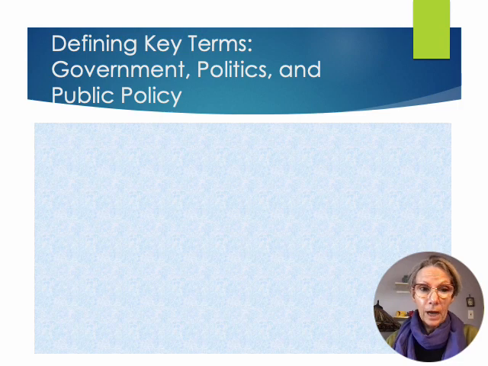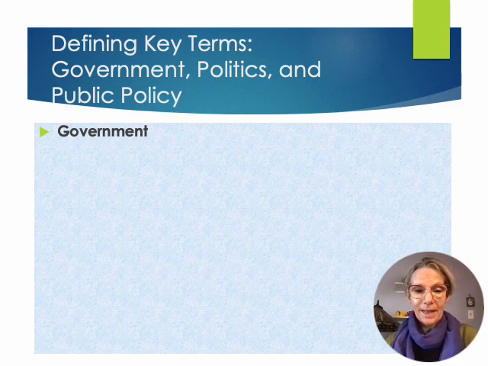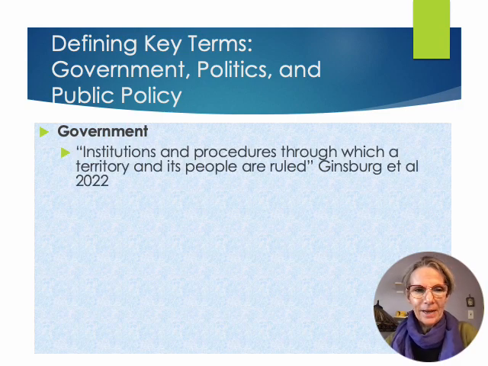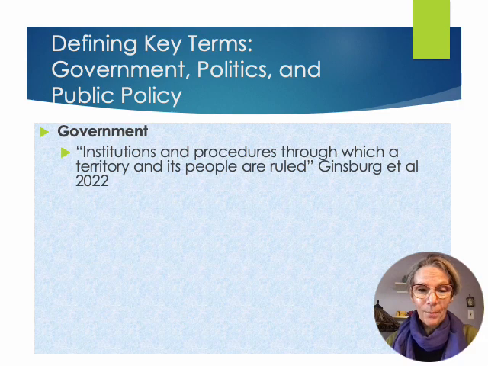So when we're referring to government, what exactly are we referring to? Well, I teach American government, and I think some of you are in that class. And so we'll just go with the definition that is provided in We the People, the book that I use for American government. It's a really straightforward definition, though it maybe needs a little explanation. In that book, they define government as the institutions and procedures through which a territory and its people are ruled.